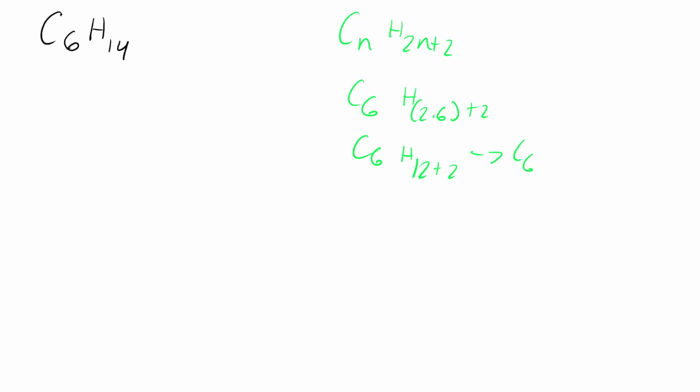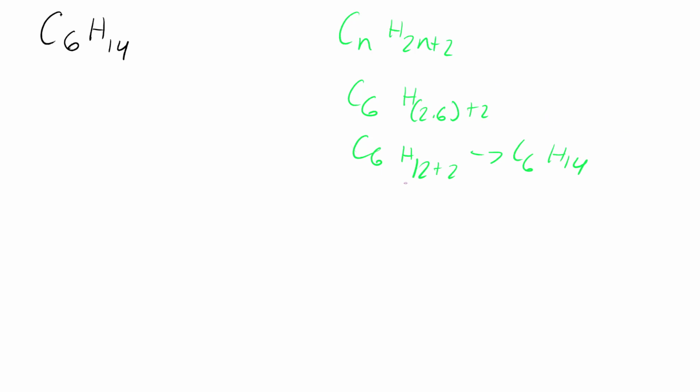The difference between cyclic and acyclic is that acyclic is going to have CnH2n+2. So that means that we're going to be acyclic, right? So we have C6H, 2 times 6 plus 2, so that would be C6H12 plus 2, which would be C6H14. But why does that matter?